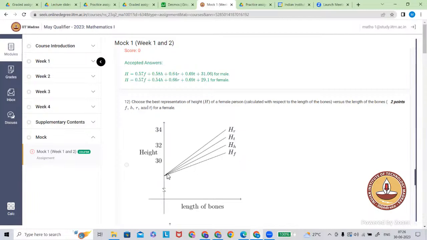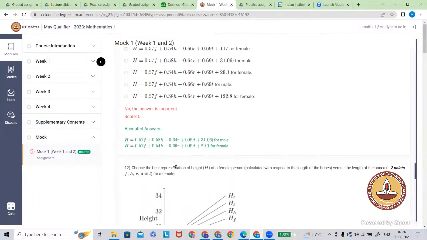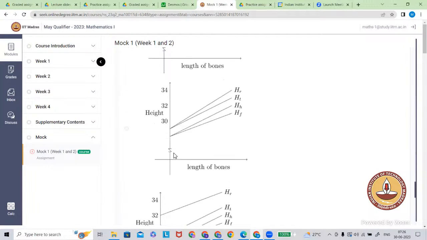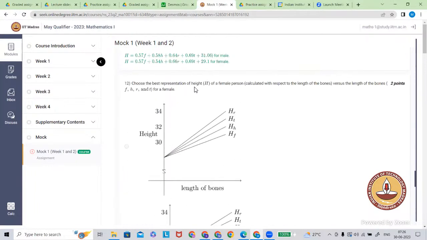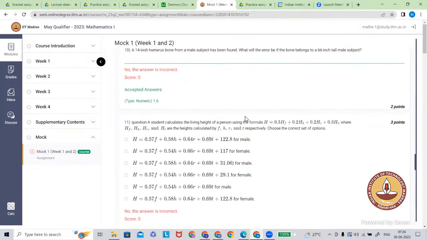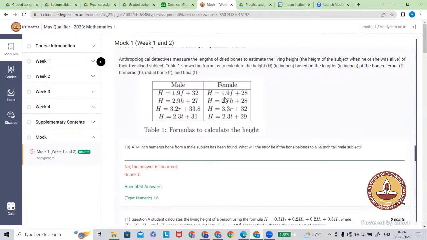Once you calculate the slope for each one, you will see whether it is equal or different after calculating. This is for a female, where the length of bones is given. For each female, you can go with this intercept. This side gives you the y-intercept, and this is also the slope.